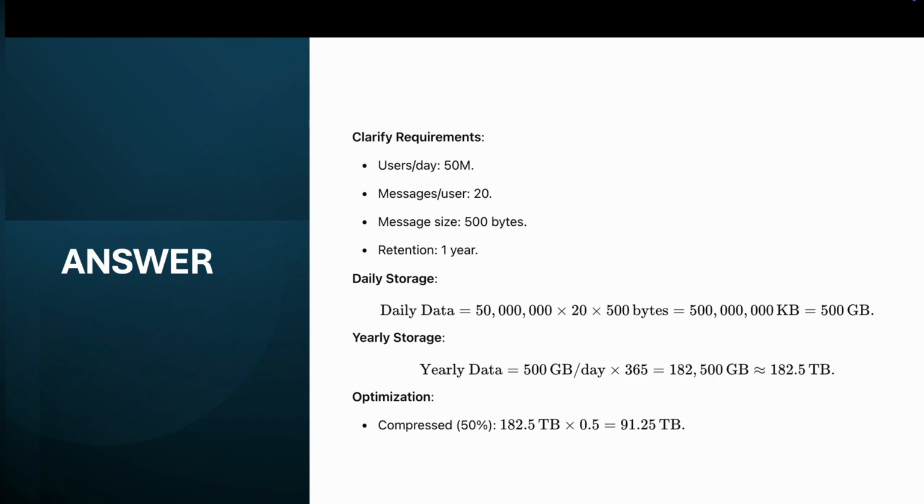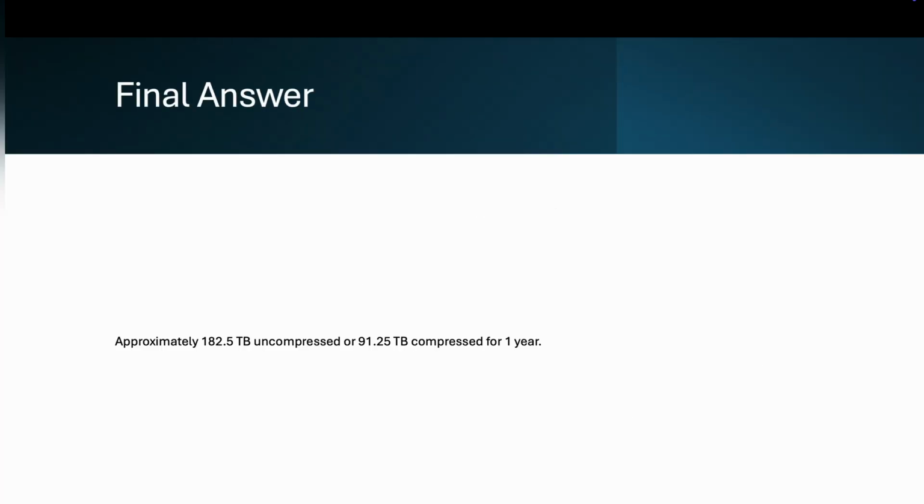I hope you got this. I hope you like the way I'm explaining it to you. In real system design problems, you can definitely get the clarifying questions upfront. Okay, 50 million users, how many of them are active? Things like that. Okay, so the final answer for this, approximately 182.5 TB uncompressed, 91.25 TB compressed data requirement for 1 year.